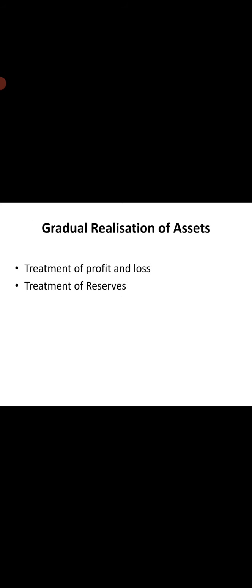In the gradual realization of assets, we are supposed to deal with the following aspects: realization of assets taken over by the partners, payment of liabilities, and payment of realization expenses, followed by treatment of profit and loss account and treatment of reserves. Let us analyze all these concepts with a problem given in the study material, which is enclosed with your video. You can refer to the study material to have a glance at the problem.